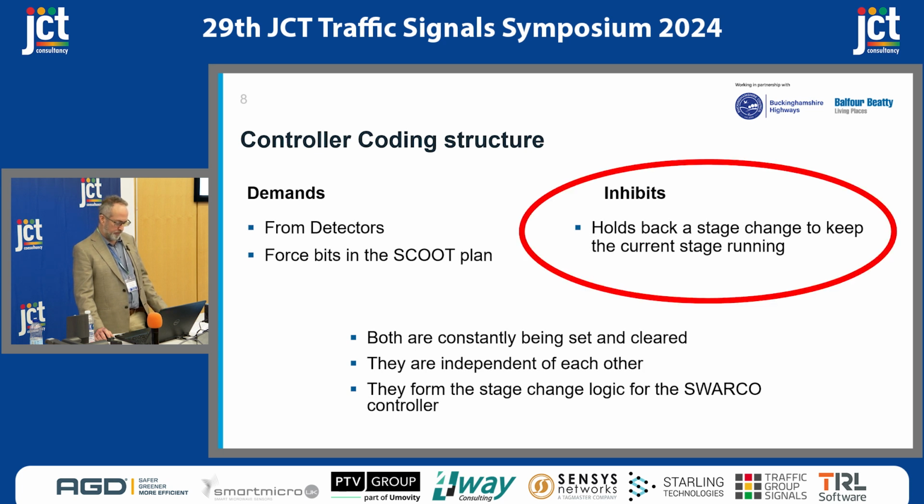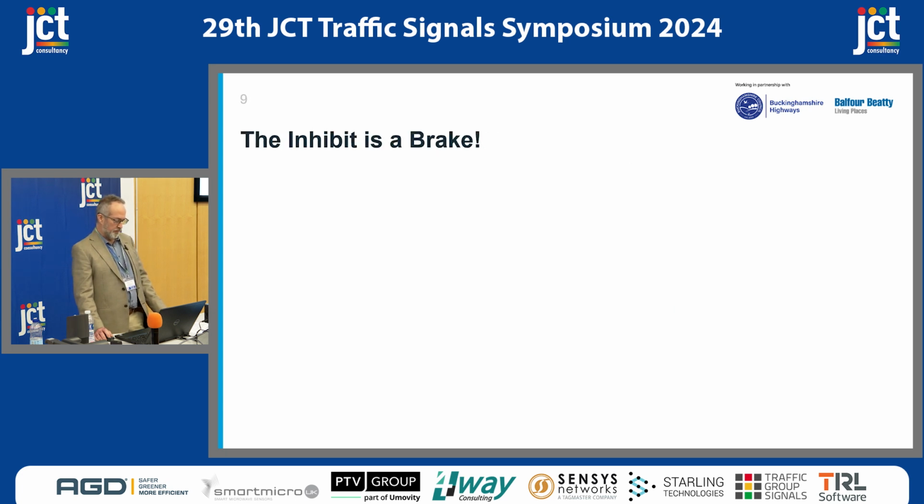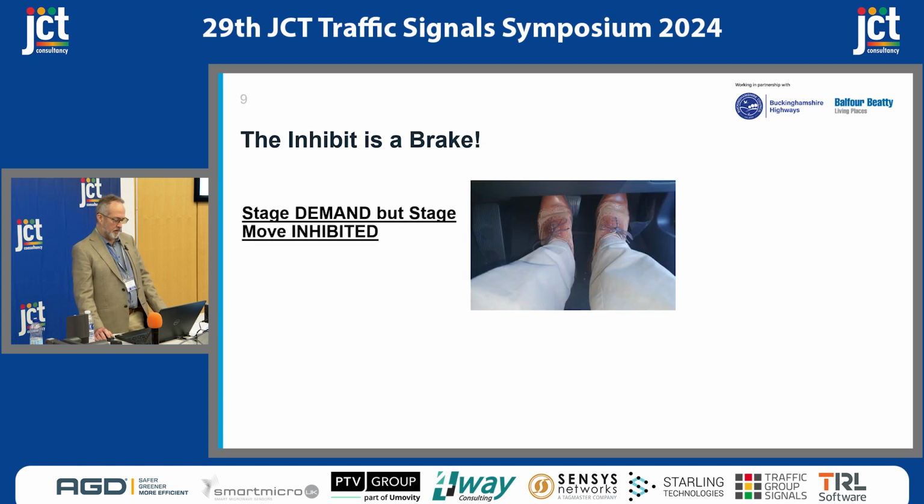So you can think of the inhibit as a brake on an automatic car. That's a really good analogy. So here we have both feet down. They may or they may not be my feet, but the stage demand is being demanded by the throttle being pushed to the floor, and it's being inhibited from moving by the brake being pressed at the same time. And that looks like that, yeah?